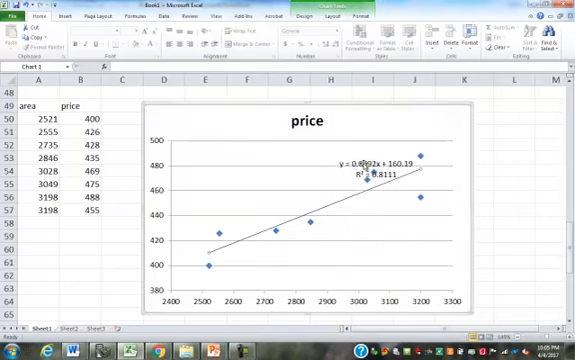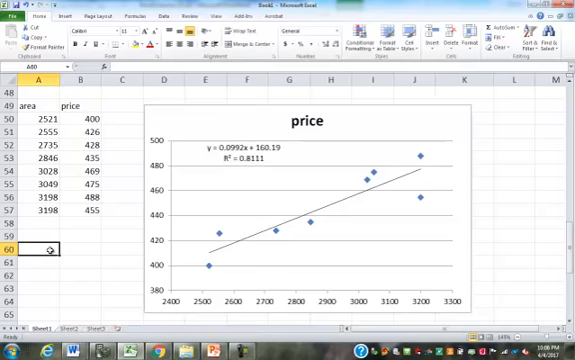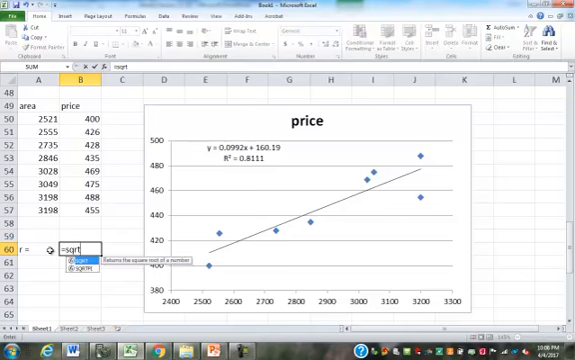Hit OK. And what it gives me here is the equation 0.0992, which was our B1, times X plus the 160.19, which was our B0, so those are the same. Now it gives us R squared here instead of R. So in order to find R, we have to do the square root of that R squared.